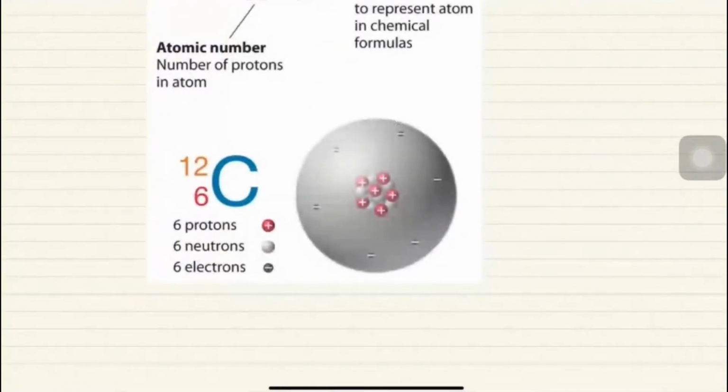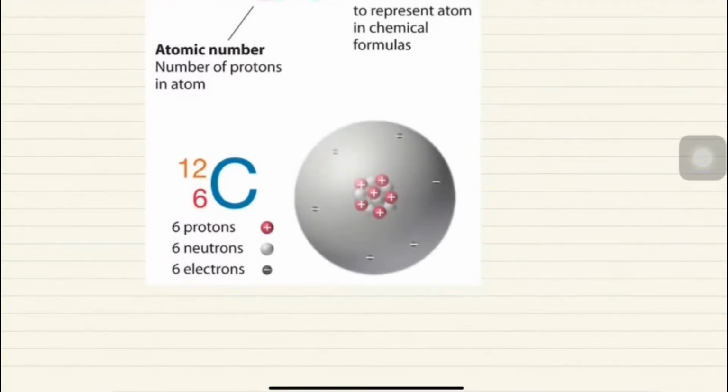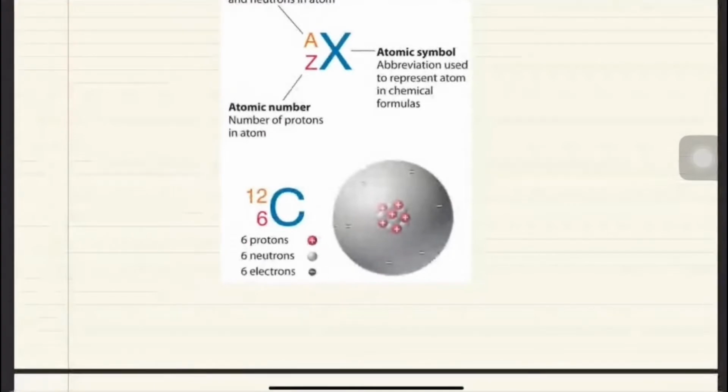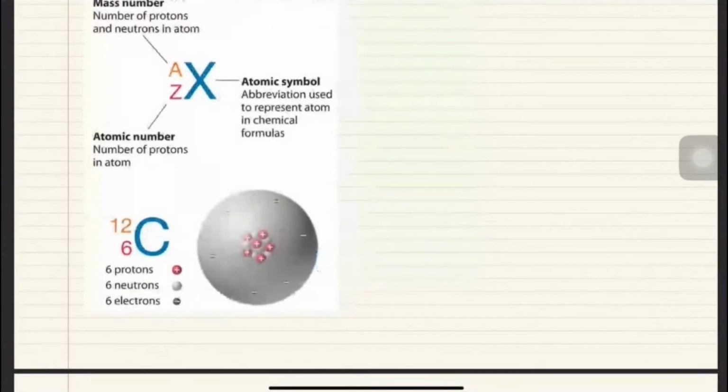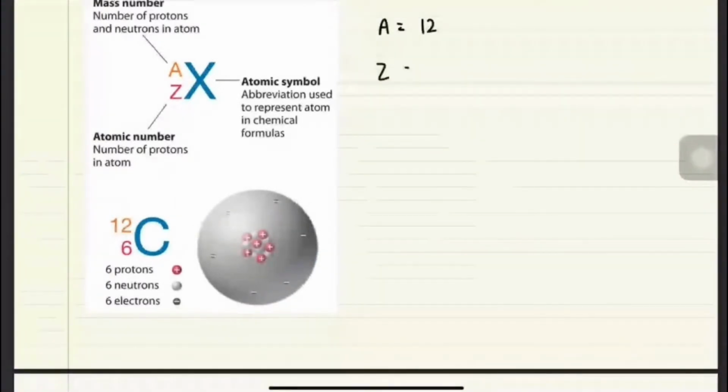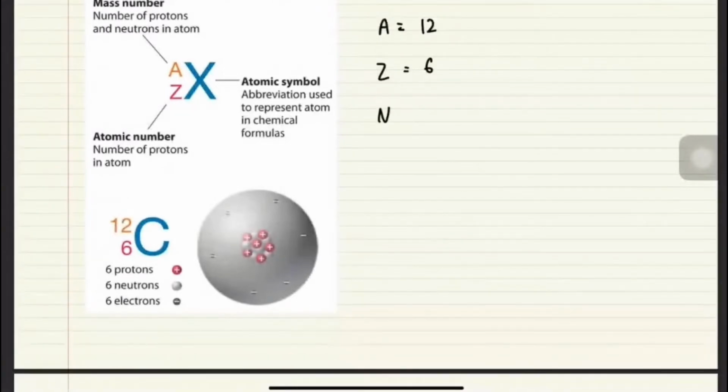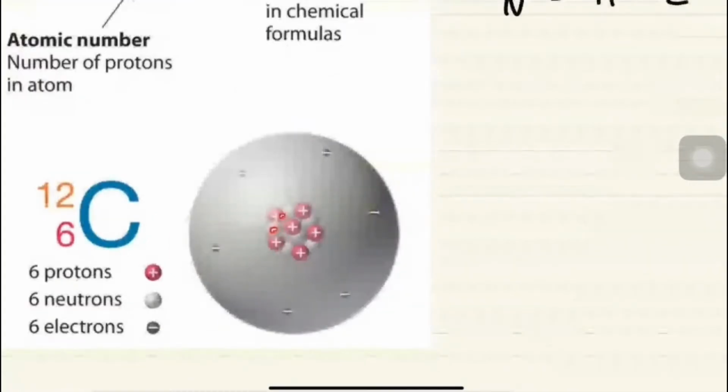We have carbon 12, and then 6. If you follow this one, A is equal to 12, and Z is equal to 6. The number of neutrons is basically A minus Z, which is 12 minus 6, equal to 6. Here you can see this one is the atom, and this is the nucleus. So we are talking about the nucleus. Inside this nucleus we have 6 protons, 1, 2, 3, 4, 5, 6, and 6 neutrons, 1, 2, 3, 4, 5, 6.